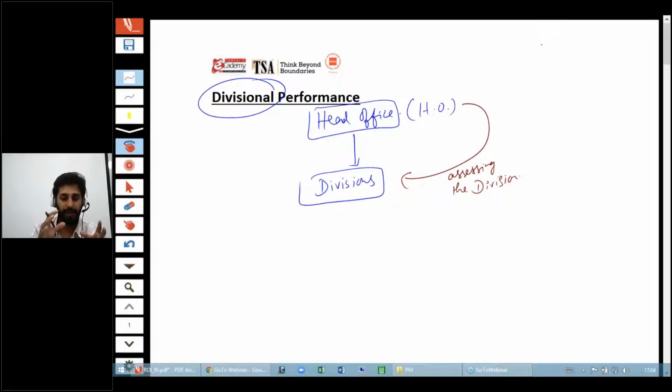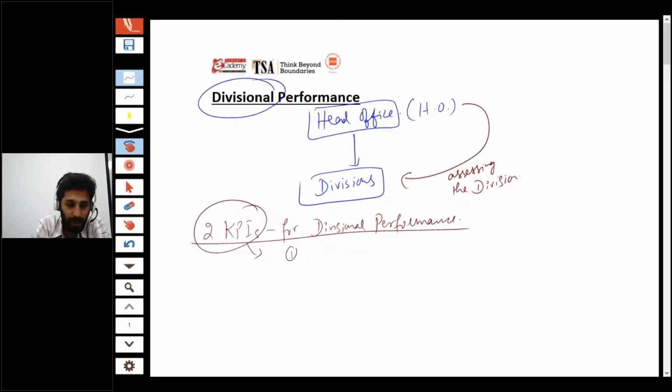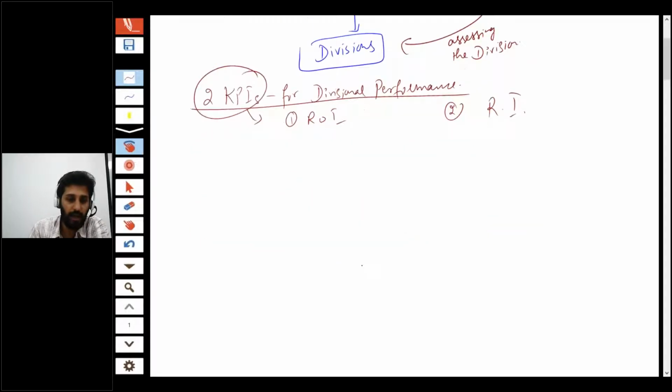Now, two important KPIs are actually used in order to assess the performance of that division. Two KPIs for the divisional performance, right? One is ROI and the second one is RI.